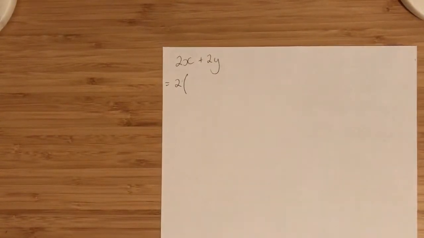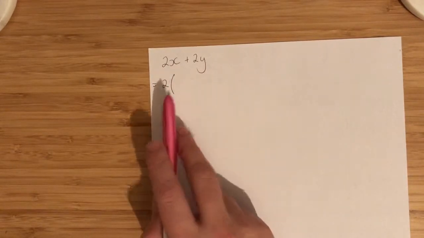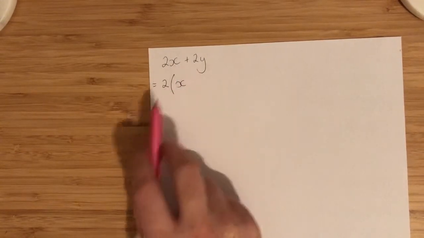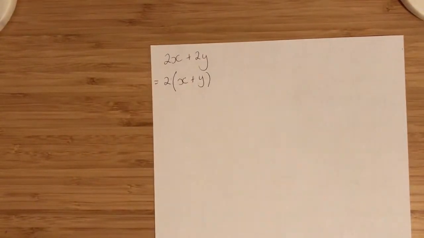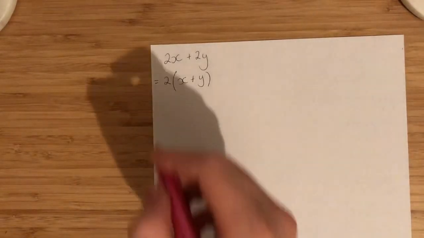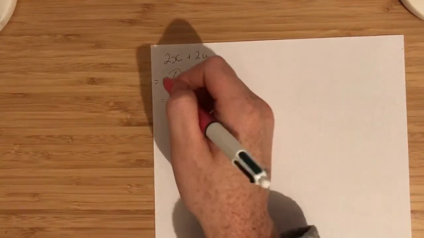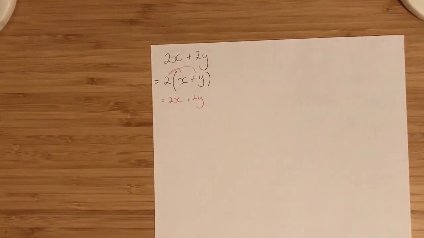Open the brackets. Now what goes inside the brackets is what you would have to multiply the 2 by to get back to this original one. So 2 times x would get you back to 2x. And then you've got plus y. 2 brackets x plus y. And just to show what that means, let's multiply out this bracket. 2 times x is 2x. 2 times plus y is plus 2y, which takes you back to the original expression. So that's all we're doing.